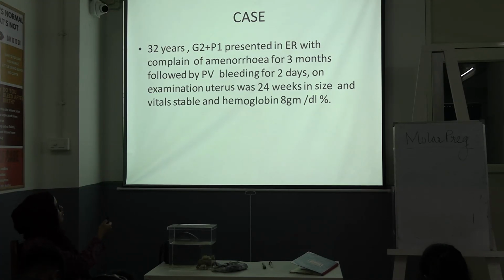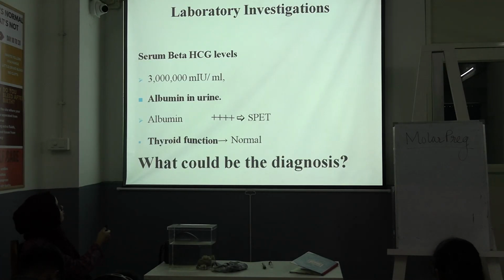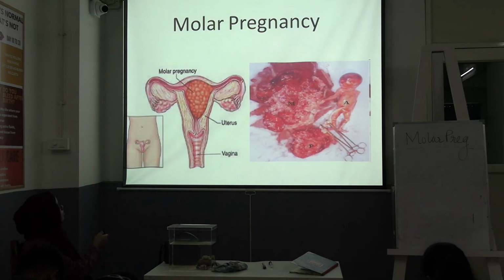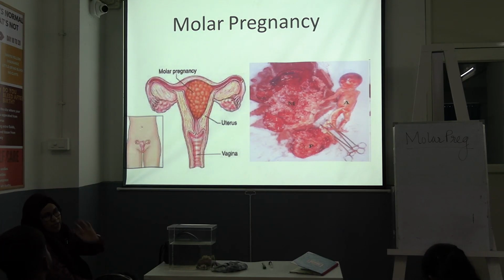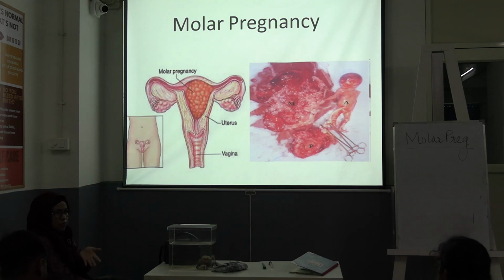This is a case scenario of molar pregnancy that I will tell you later on. What is molar pregnancy? Molar pregnancy is mainly the abnormal proliferation of trophoblast. The embryo is formed of the inner cell mass and the trophoblastic tissue. Trophoblastic tissue later becomes the placenta, and the inner cell mass becomes the embryo.